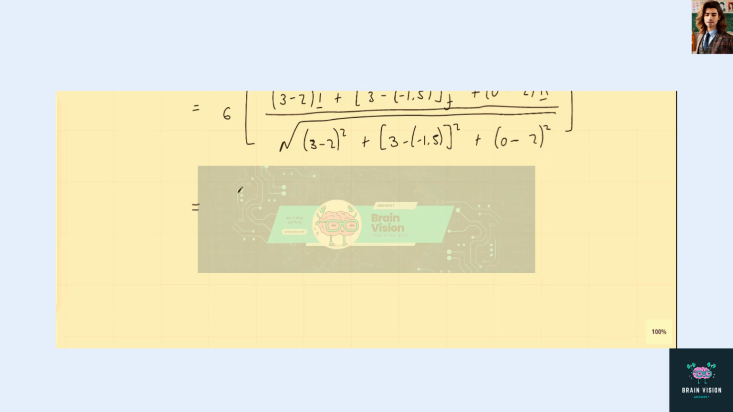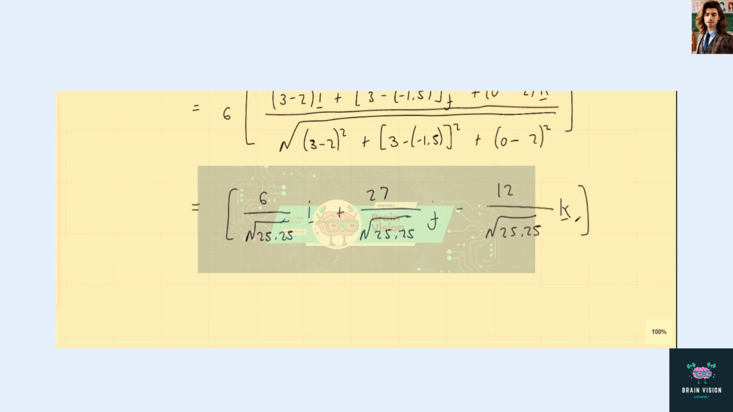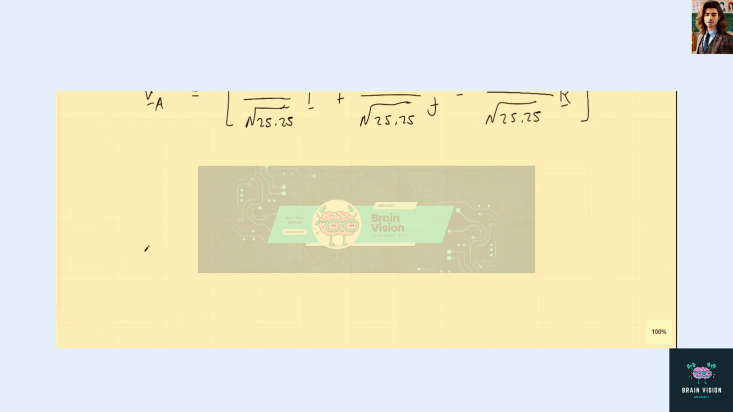So if we calculate this, we get the velocity vector for particle A to be 6 over the square root of 25.25 i plus 27 over the square root of 25.25 j minus 12 over the square root of 25.25 times k. And that's our velocity vector.